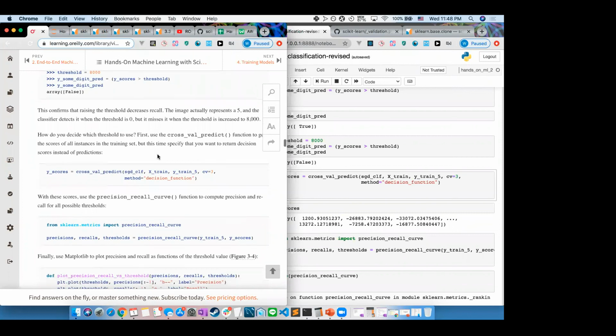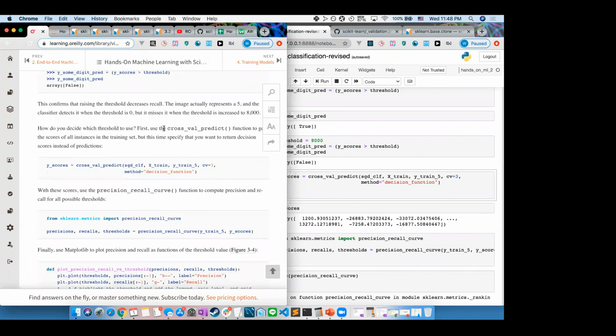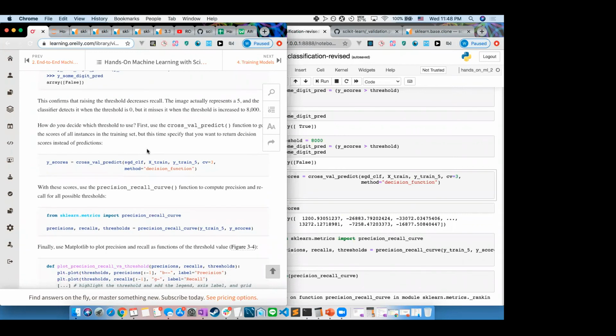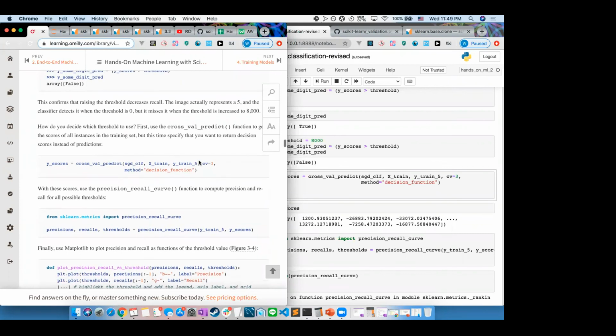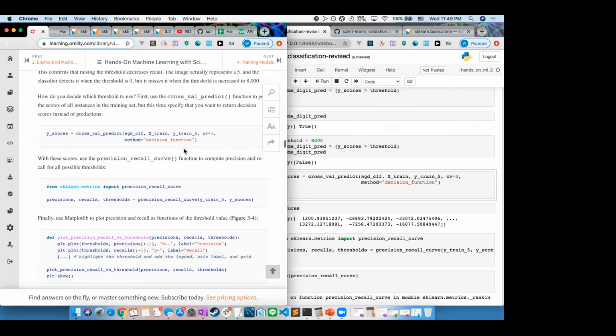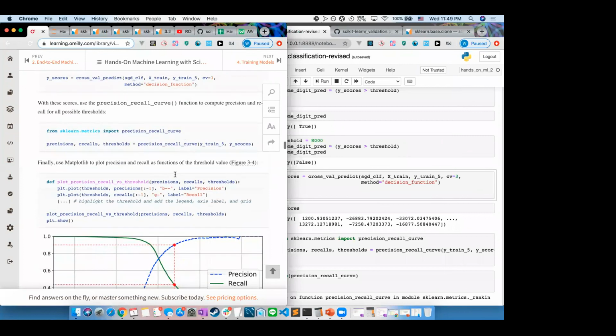How do you decide which threshold to use? First, use the cross-val predict function. In this case, instead of giving you all the predictions, it's giving you all the decision scores, the confidence scores from the SVM. And you basically use that to plot.